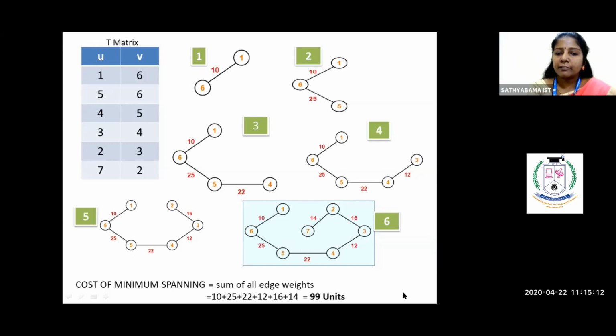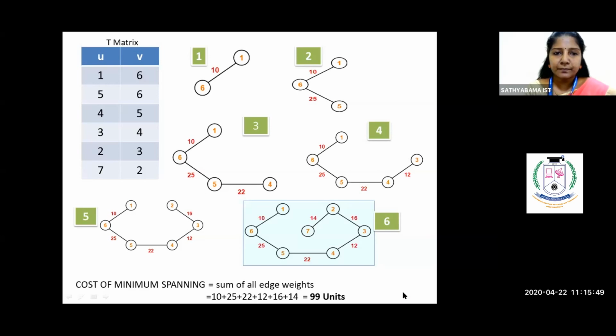So for the given graph, this is the final minimum spanning tree, and the cost of this spanning tree is 99 units. As I told you earlier, a single graph can have many spanning trees, and among them, this is the minimum spanning tree. What is a spanning tree? A spanning tree is a tree that has all the vertices connected with the minimum number of edges. If the number of vertices is 5, then in the spanning tree there must be 4 edges.